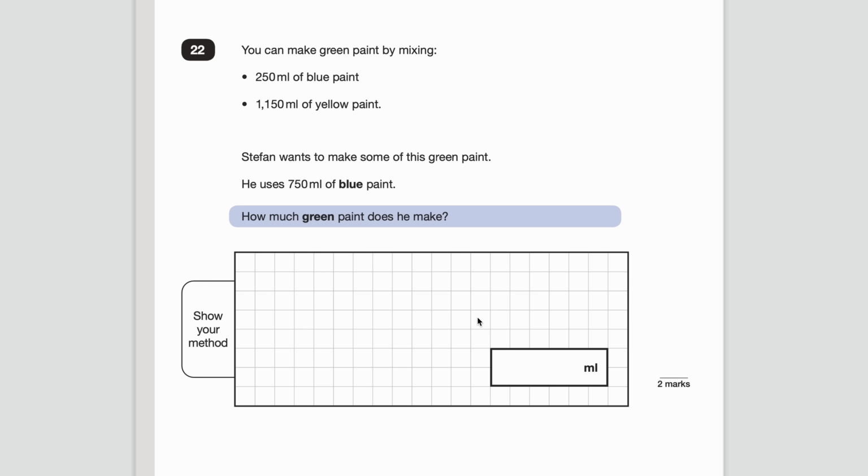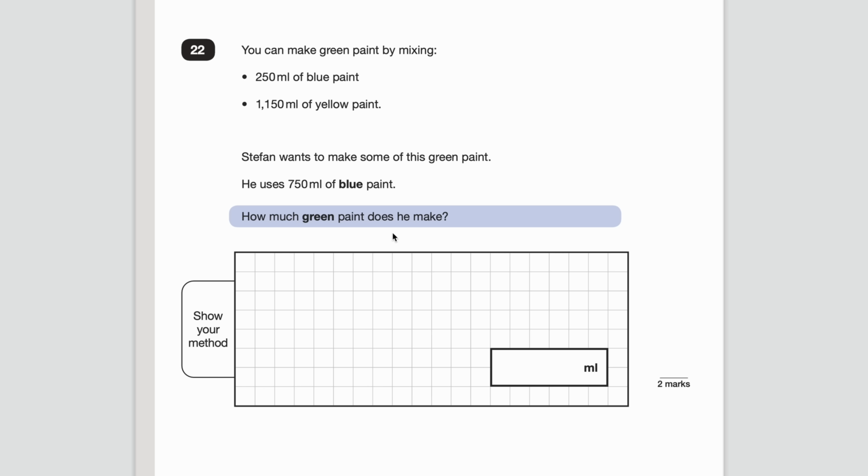Number 22, you can make green paint, don't try this at home, by mixing 250 millilitres of blue paint and 1,150 millilitres of yellow paint. Stefan wants to make some of this green paint, but he doesn't follow the instructions, does he? He uses 750 millilitres of blue paint.